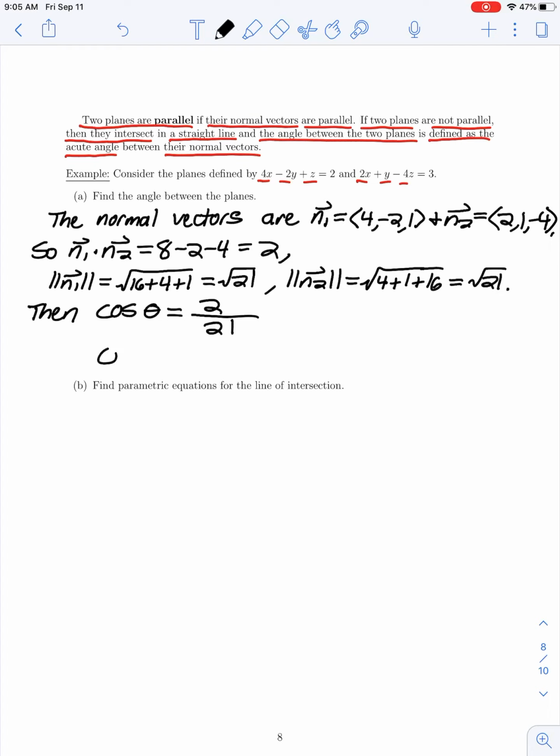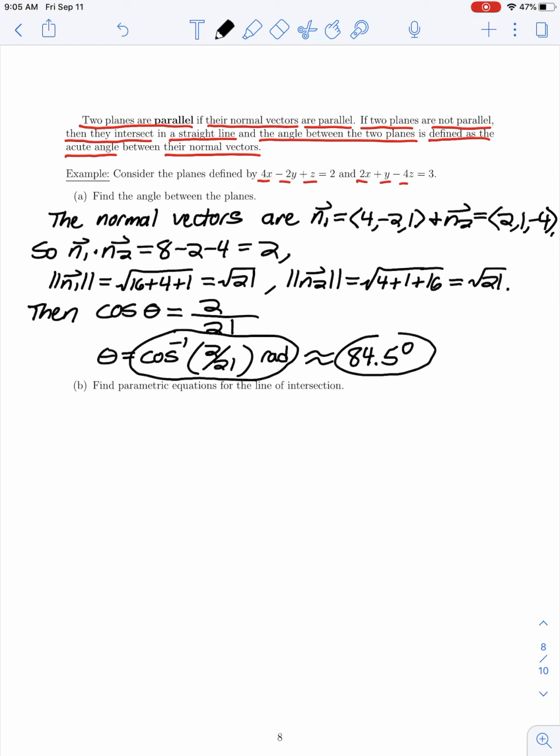And so to solve for theta, we could take the inverse cosine of 2 over 21, which would give us our angle measure in radians, or by converting to degrees, we would have 84.5 degrees approximately. So here would be our angle measure in radians, or approximate value in degrees.